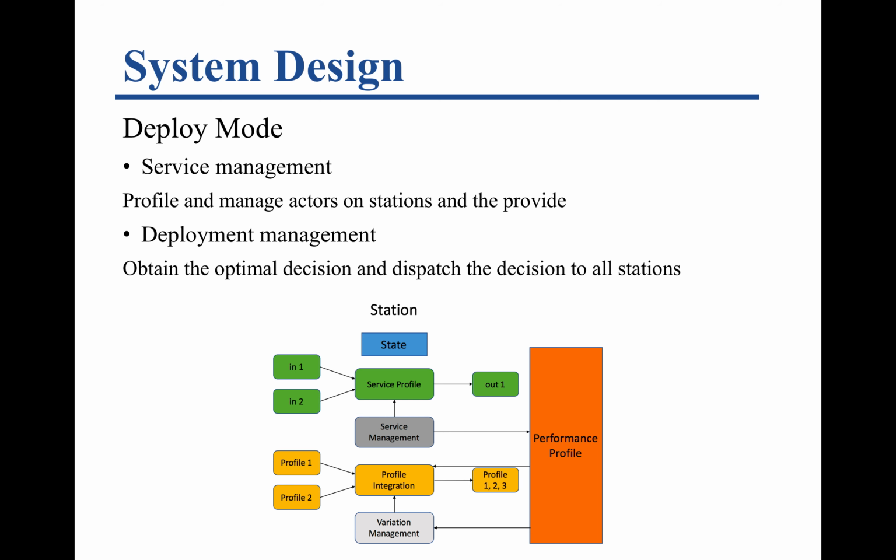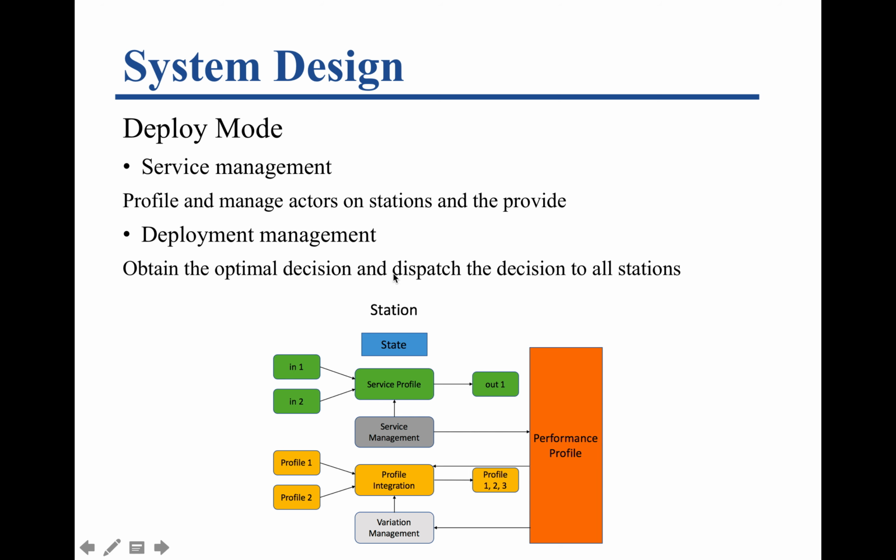So there are 2 kinds of modes in our system, deploy mode and running mode. The deploy mode includes service management and deployment management. The service management is to profile and manage actors both on stations and provider. It includes service profile and performance profile. So the service profile will include the code of all actors and their order in the pipeline, and the performance profile will log the performance analysis locally, including the execution time and the transmission time.